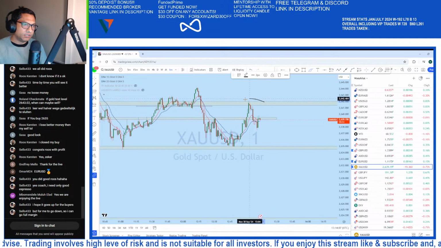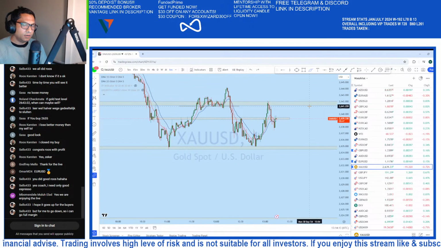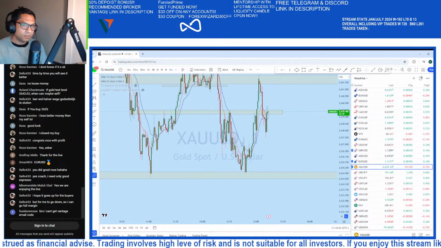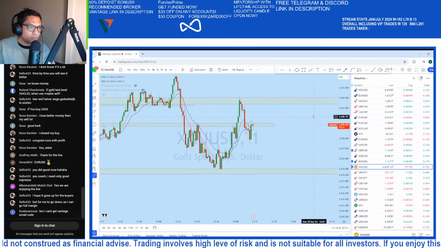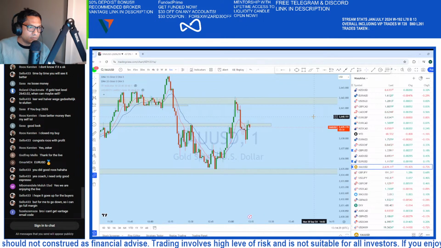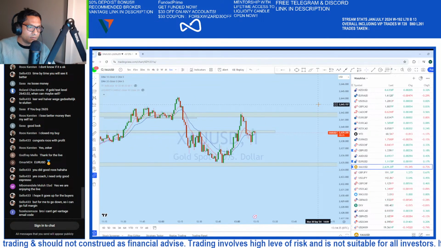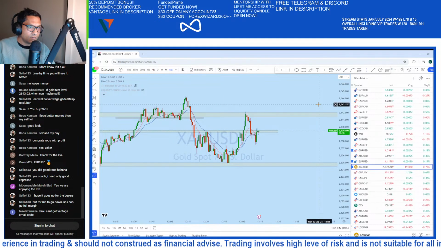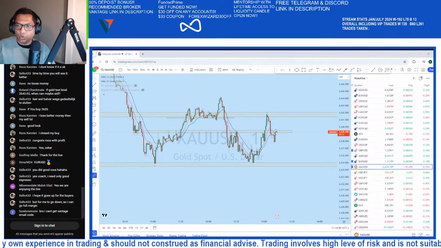Okay, so there is a resistance here, and we can see there is a head here. Looking to see the volatility is not higher. We need a high volatile market situation for potential entry.